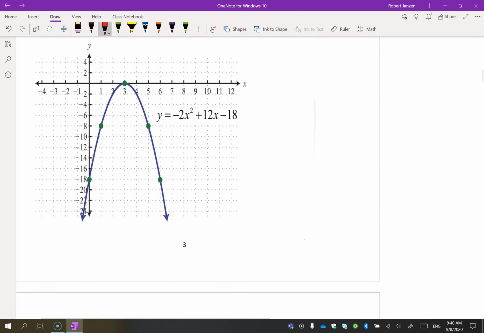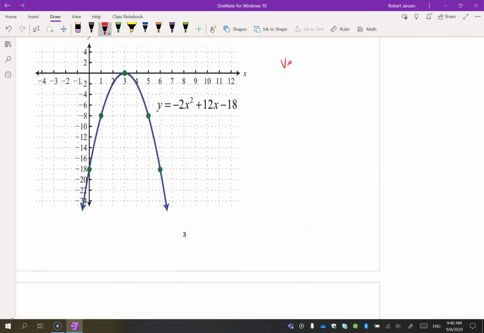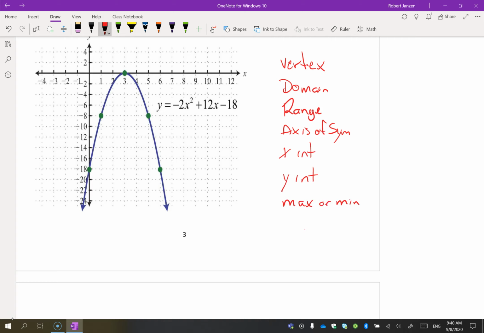Now, can I get you to do the same thing for this one? So, pause the video and see if you can fill out these characteristics. So the vertex is (3, 0). The domain, you should be chuckling to yourself, you know that.